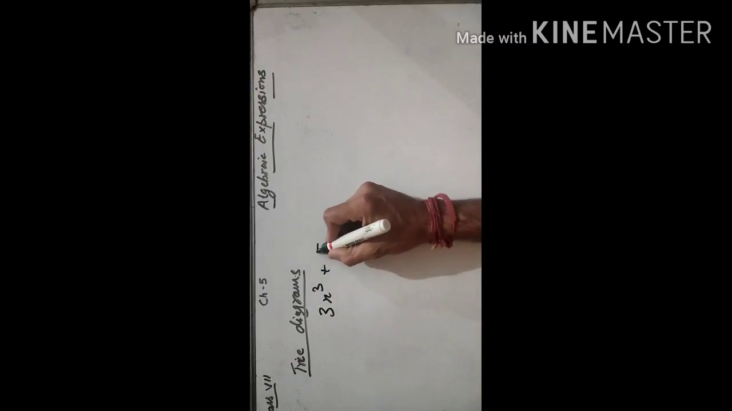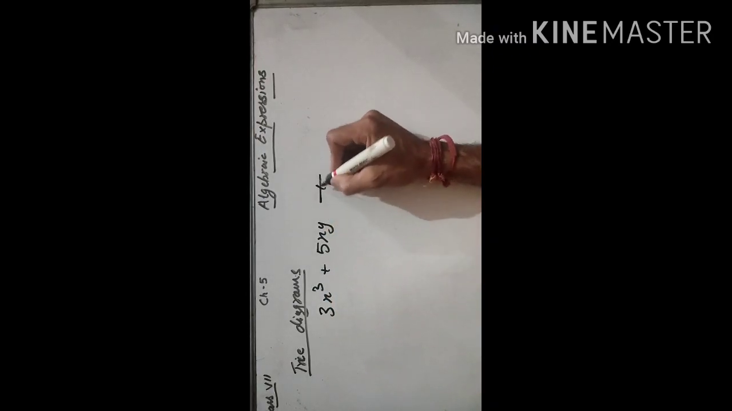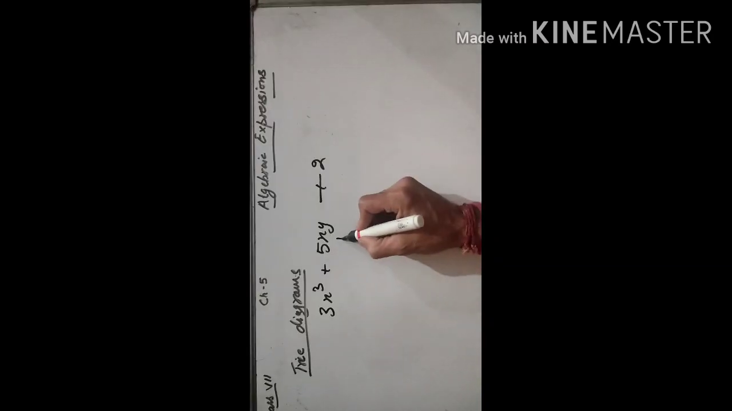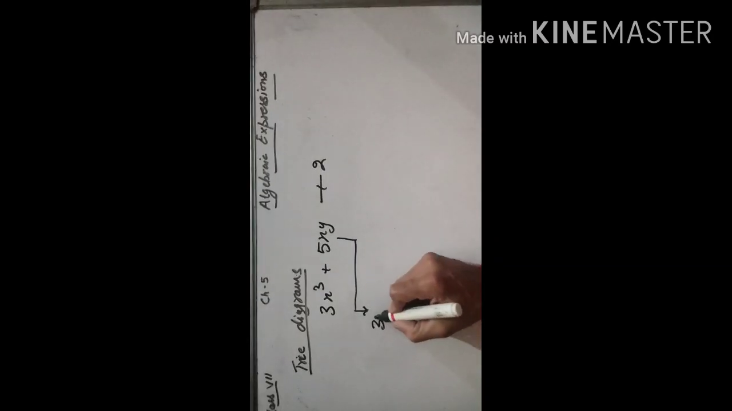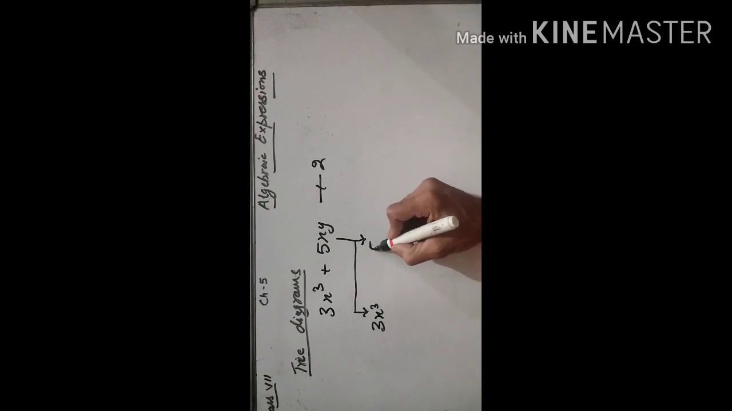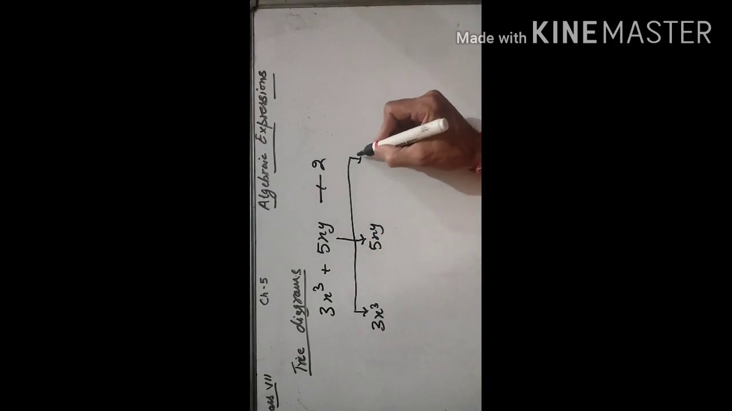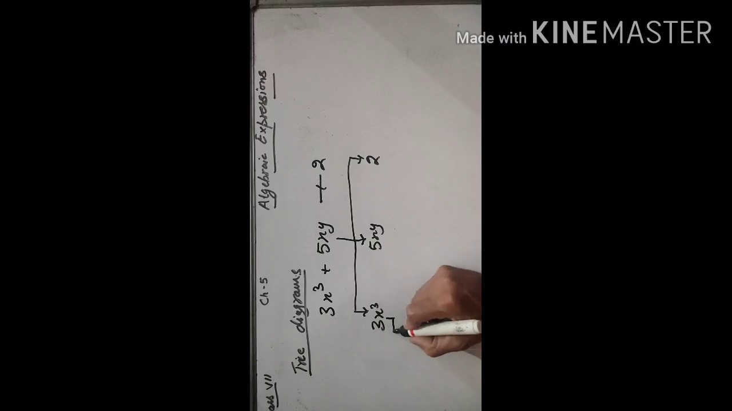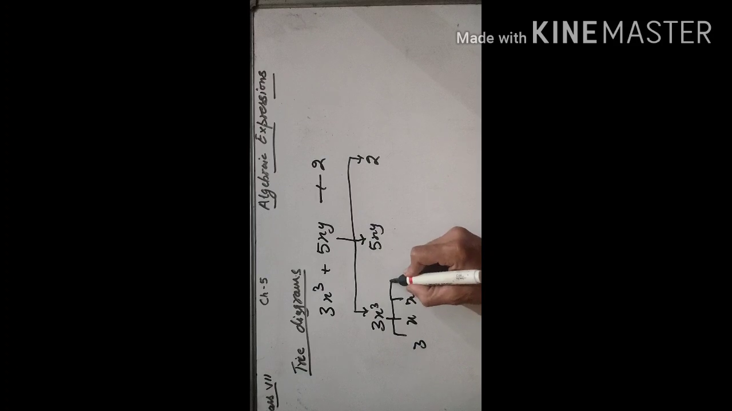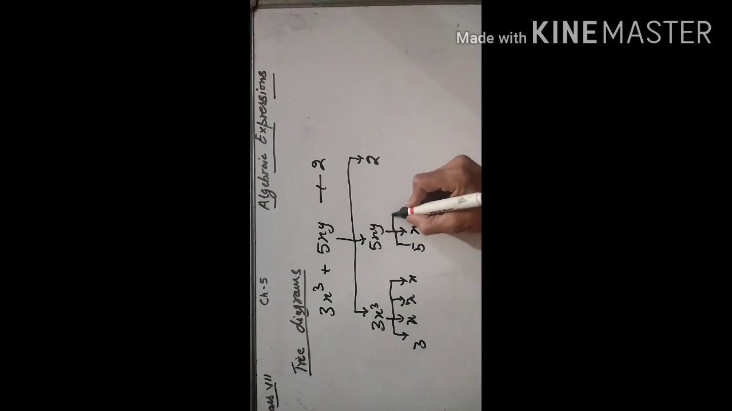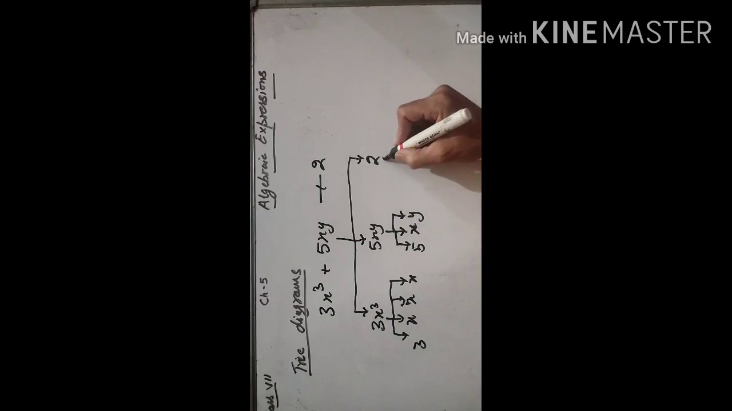Suppose the question is 3x to the power 3 plus 5xy plus 2. Now first term is 3x cube, second term is 5xy, third term is 2. Now the factors of this are 3 into x into x into x. Now again 5, x and y, and now 2.